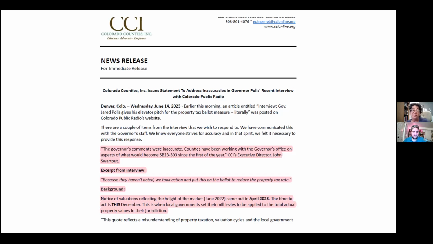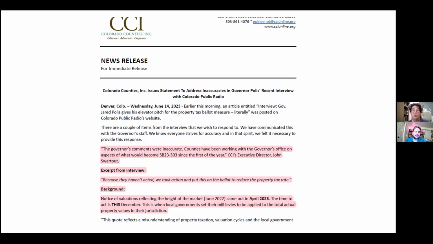And it starts out, if the governor's comments were inaccurate, because Polis was talking about, well, we've told local governments to do something and they didn't do it. So we had to propose Proposition HH, which is baloney, by the way. They were discussing HH months ago, and then they popped it out on us in the last week of the session. And now he's trying to point the finger at local governments. You didn't do anything. So Colorado Counties is calling them out here, 10 days ago, saying your comments were incorrect.